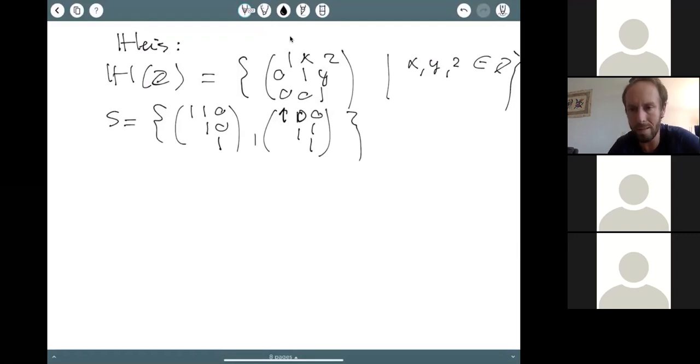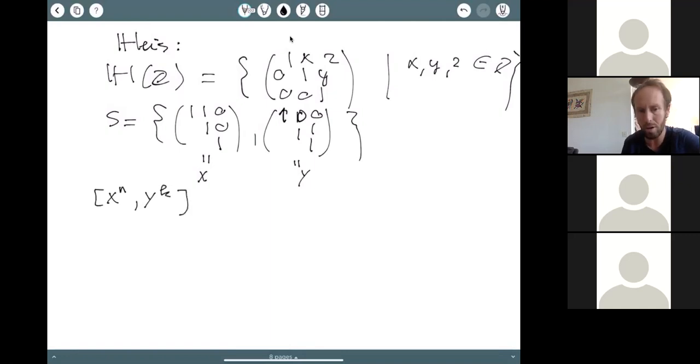In order to generate the Z which is above, you just need to take a commutator of these two guys, okay? So let's call this guy big X and let's call this guy big Y. Something interesting is that it generates the whole group and there is a fundamental relation, which is this one: if you take the commutator of X to the n and Y to the k, then you get Z to the nk, where of course Z, as you have guessed, is this element here.